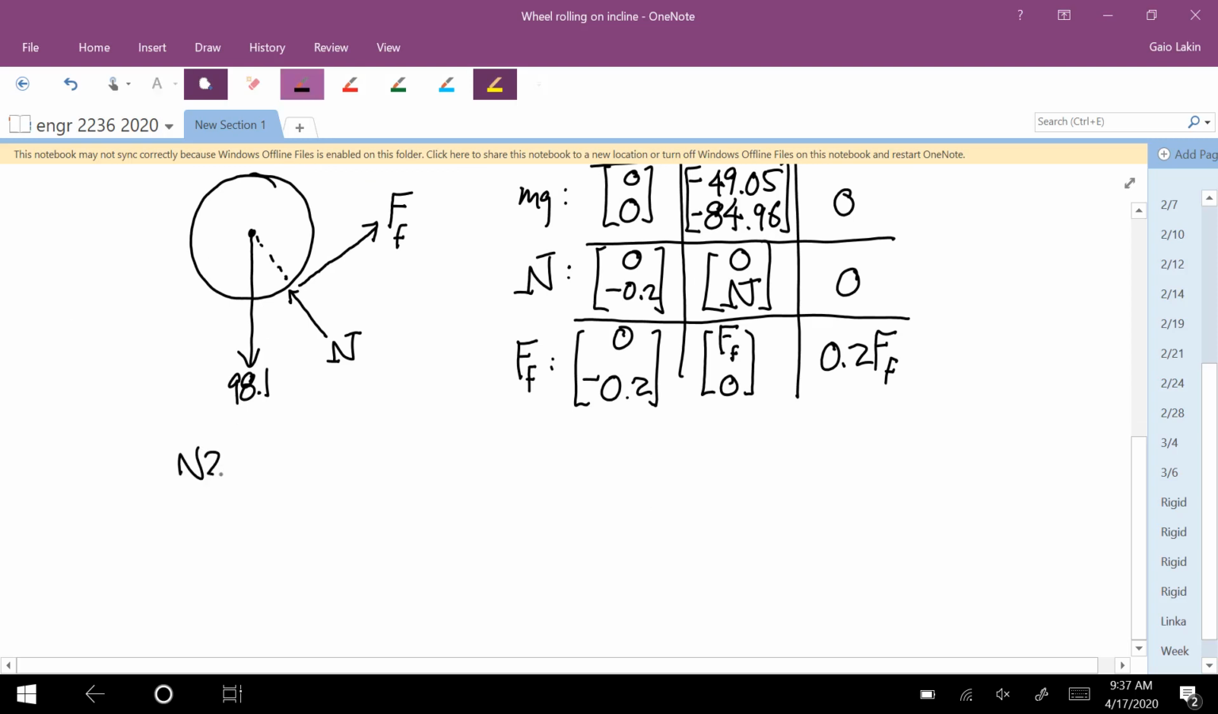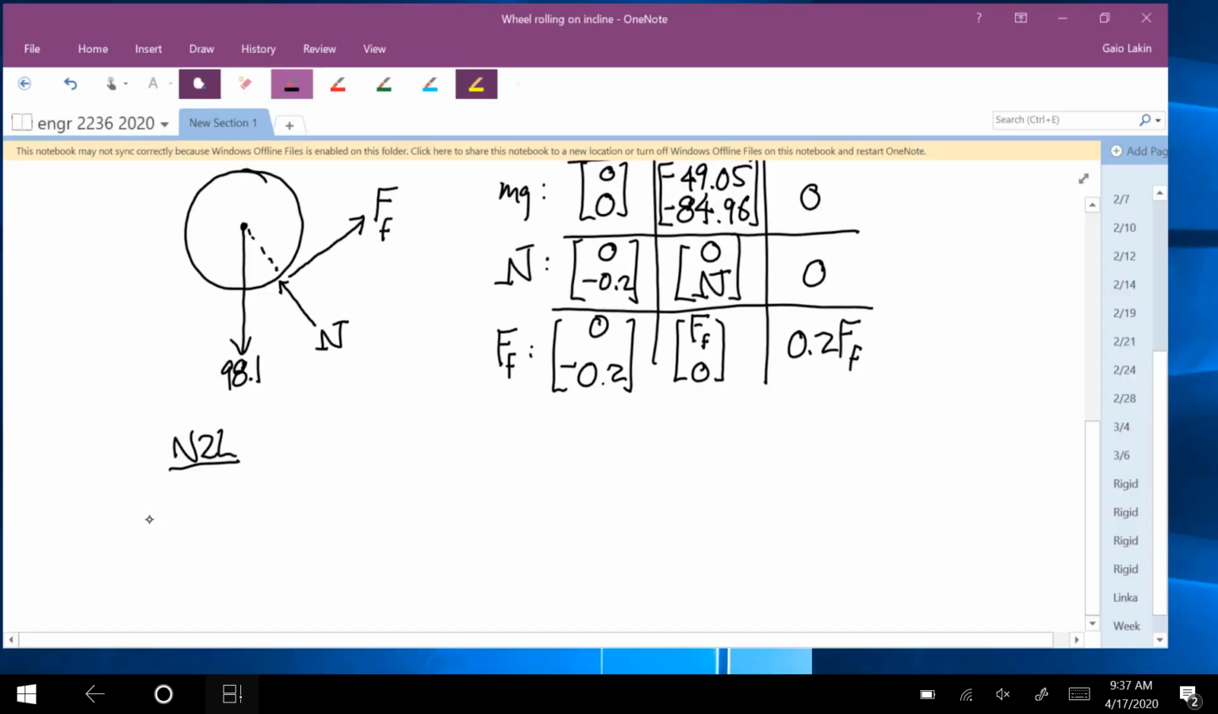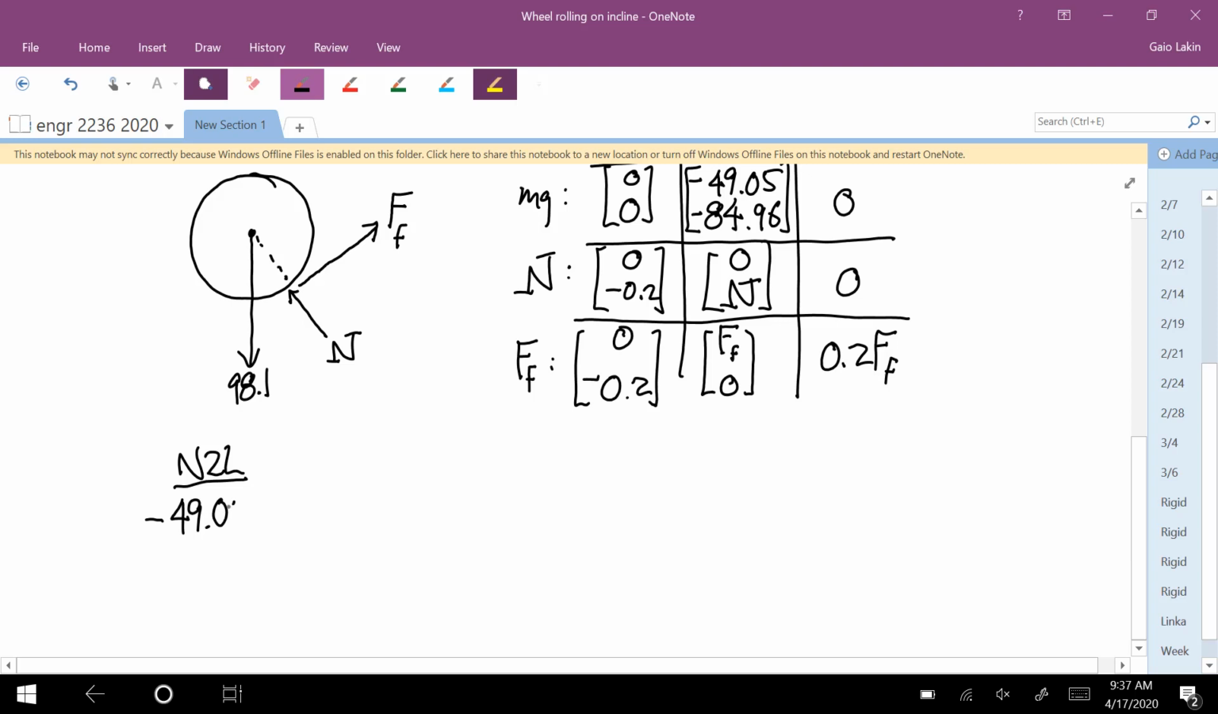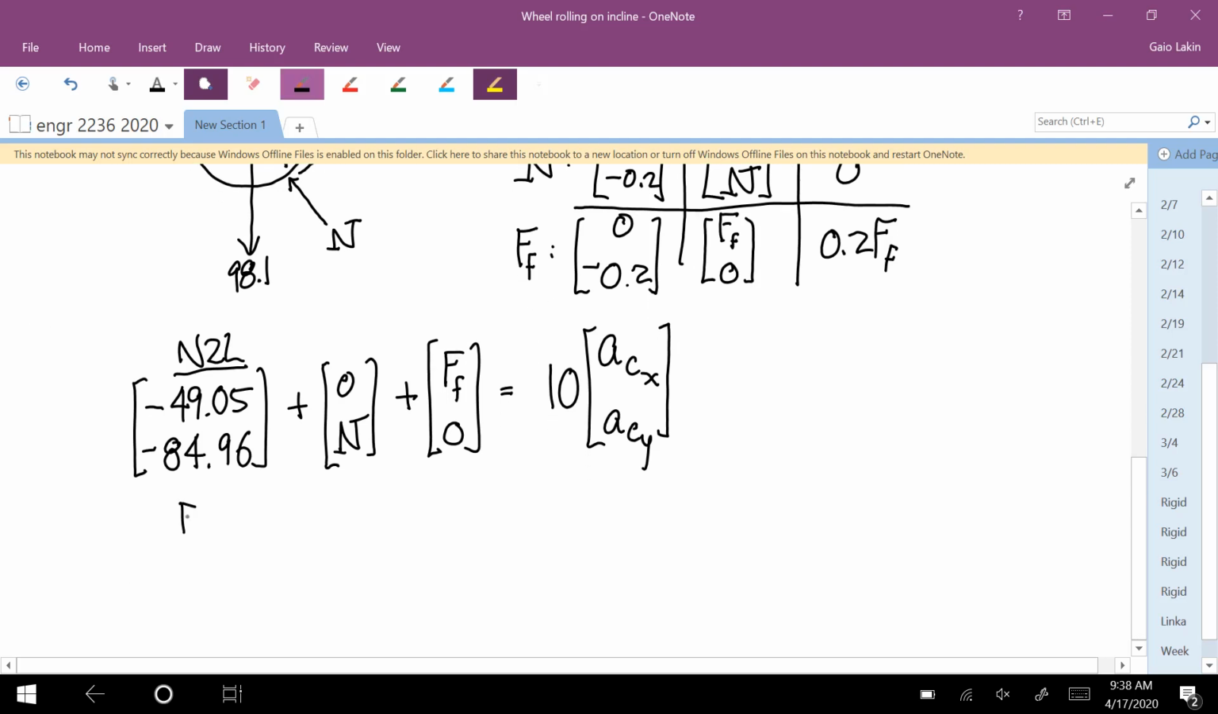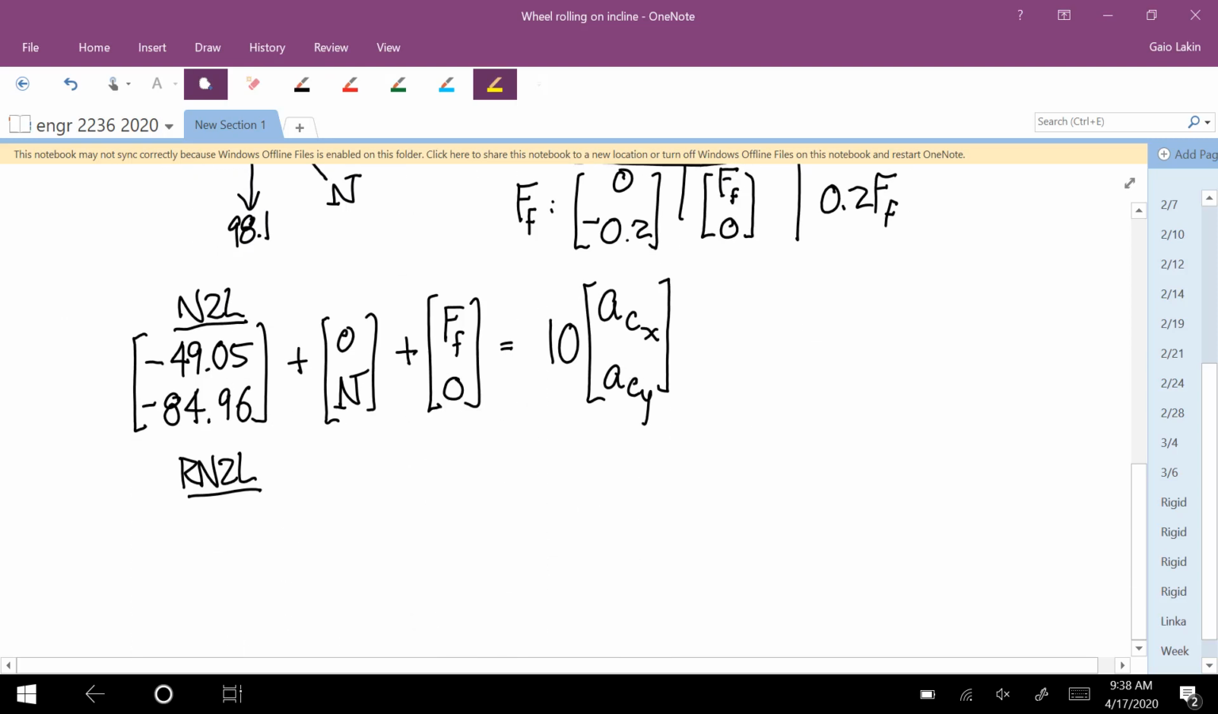There's no fixed point, so we do have to use Newton's second law for this. So we get negative 49.05, negative 84.96, plus 0, N, plus FF, 0, is equal to the mass times the acceleration at point C. Okay, so there's two equations, and then the moment equation says 0.2 FF is equal to the mass moment of inertia times the angular acceleration.